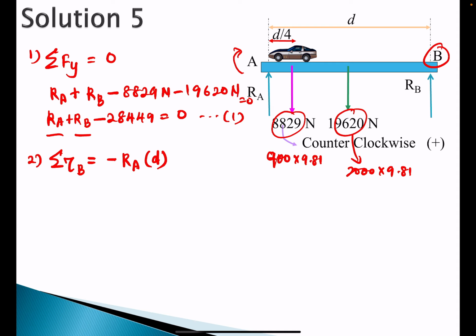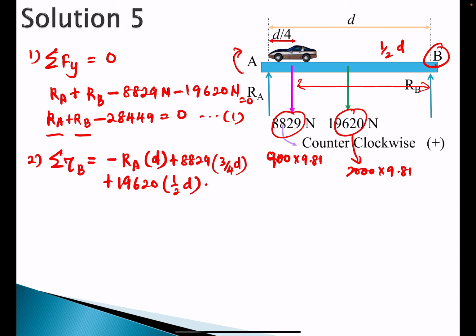And you plus the 8829 because it's counterclockwise, plus, so 8829 times the distance from this point to this point, which is D minus D over 4, so you get 3 over 4 D. And then you plus 19620, and the distance of 19620 from B is half D, so half D, which equals 0.